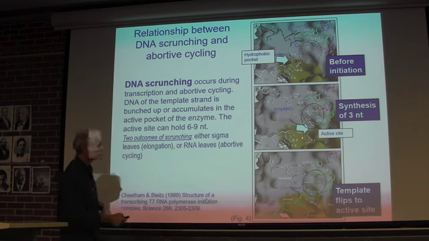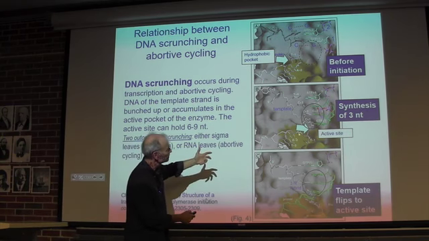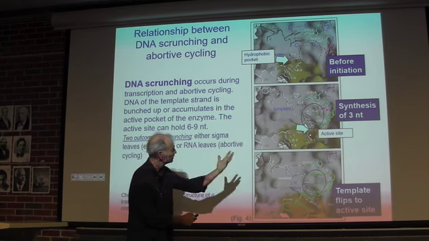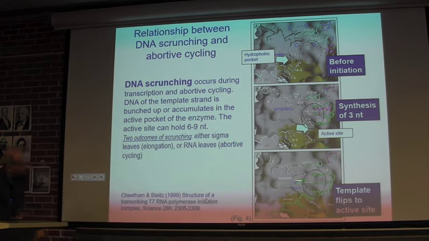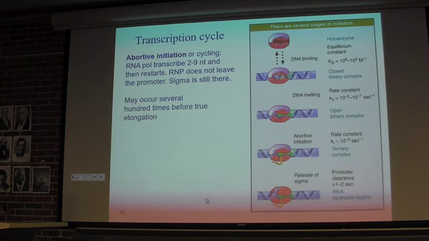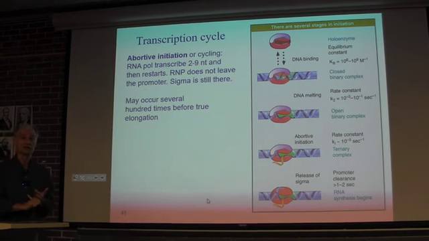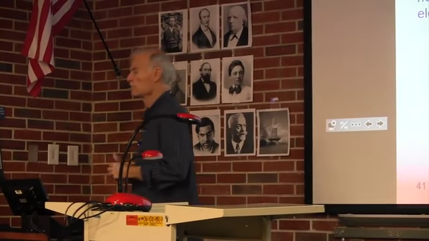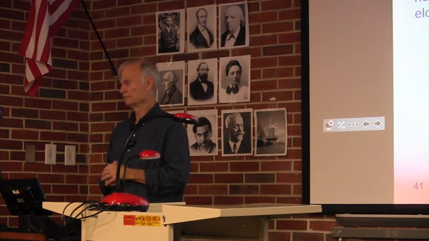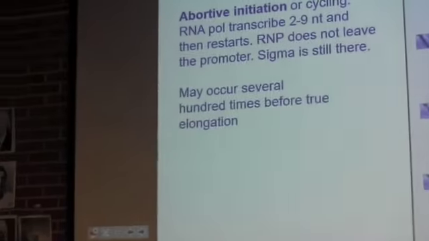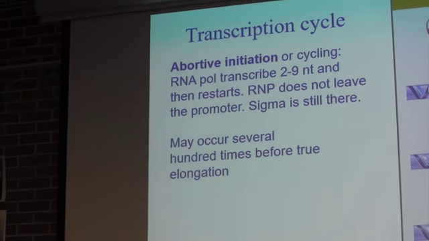You can see illustrated here, a flipping occurs. The next base flips over so it can be read. Here you see it flipped, according to the diagram. Can't quite see it until I squint my eyes. Okay. So understand what DNA scrunching is and what its relationship is to the size of the abortive transcript. They're the same, 2 to 9. Yeah, 2 to 9 is what it is, not 8 or 9.